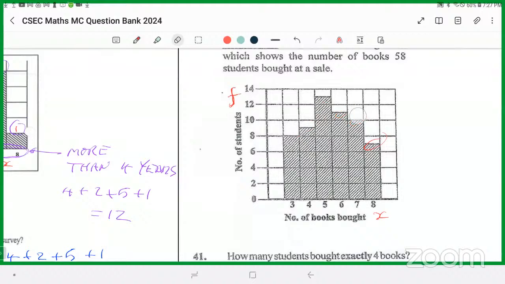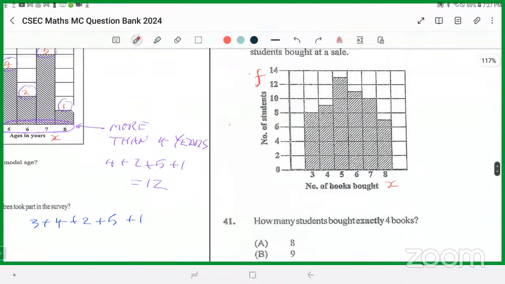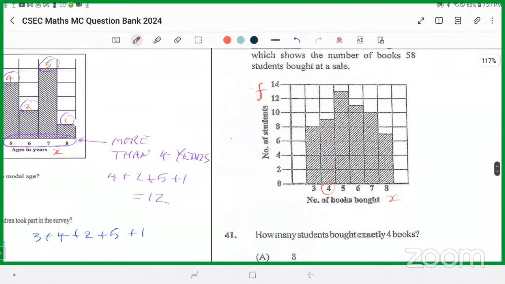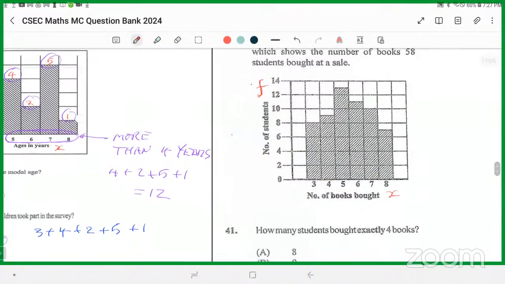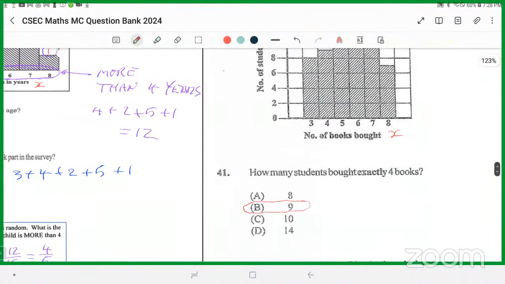Let's assume that it is correct. All right. It says, how many students bought exactly 4 books? So 4 books was bought by exactly 9 students right here. So 9. 4 books bought by 9 students. See here, 9. Easy question. 9 children bought exactly 4 books.